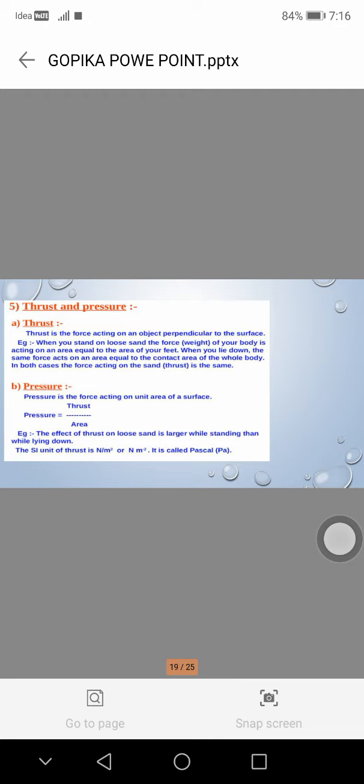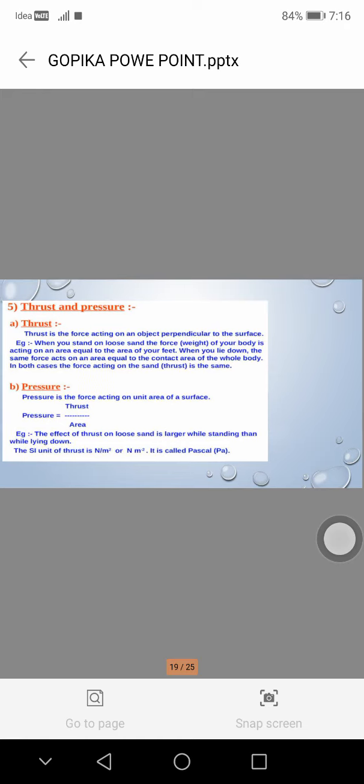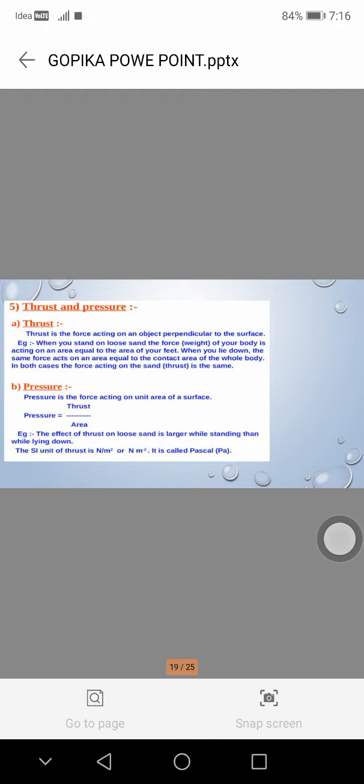Now welcome to pressure. Pressure is the force acting on a unit area of a surface. Pressure formula, thrust by area. Example, the effect of thrust on loose sand is larger while standing than while lying down. The SI unit of pressure is newtons per meter square. It's called pascal.